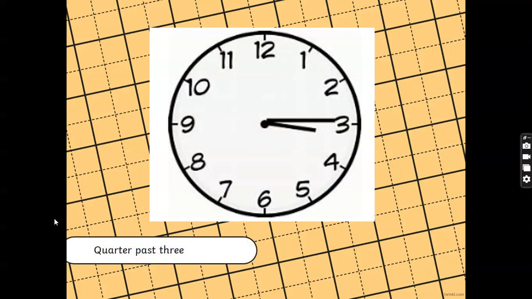Now we will read this kind of clock. If the minutes hand is on number 3, as you see, we read it as quarter past, and then the number that the hour hand is pointing to. Here it's pointing to number 3. So I say quarter past 3. And there is another way to say it: quarter after 3.